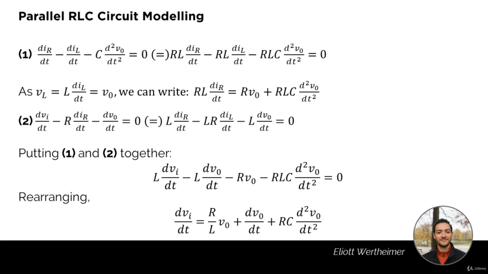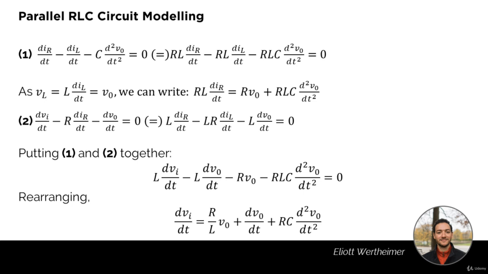Now, looking first at the current law side, we can multiply both sides by RL. On the right side, multiplying something by 0 remains 0. However, on the left side, we get that RL multiplied by the derivative of IR with respect to time minus RL multiplied by the derivative of IL with respect to time minus RLC multiplied by the second derivative of V0 with respect to time is equal to 0.